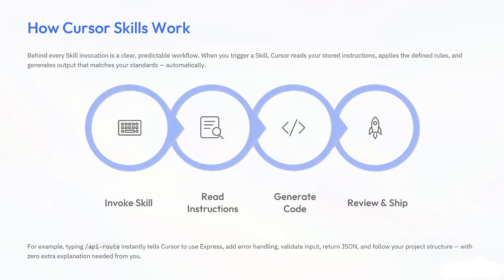Step three is all about generating code. Cursor generates the code according to the rules that it has been trained on. Then step four is review and ship. That means the developer reviews the generated code and ships it. Notice something important. Cursor isn't just guessing anymore. It's following predefined instructions that we already created. That's why skills generate much more reliable code. Okay, I hope you got the point.